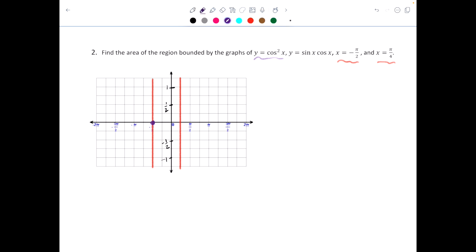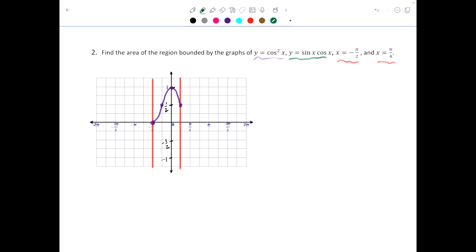All right. So I said I was up at 1. Now let's do a pi over 4. So cosine at pi over 4 is 1 over root 2, but when you square that, you'll get positive 1/2. And then we'll get the same over here because the cosine function is even. And so our graph will look approximately like that.